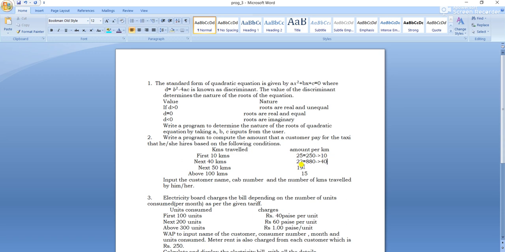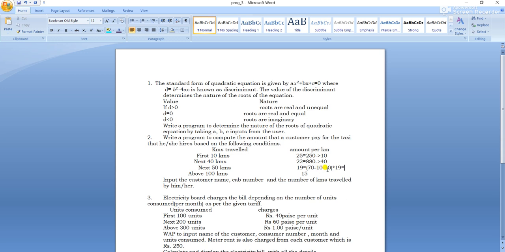So for that, how to calculate? We need to calculate 20 into 19 for the remaining. So how did I get the 20? I got it like this. That is totally 70 I traveled. From that 70 I need to subtract this 10 as well as 40. So minus 10 minus 40. When I do this and multiply with the concerned cost, that is 19 rupees per kilometer, then I will get 20 in this bracket.